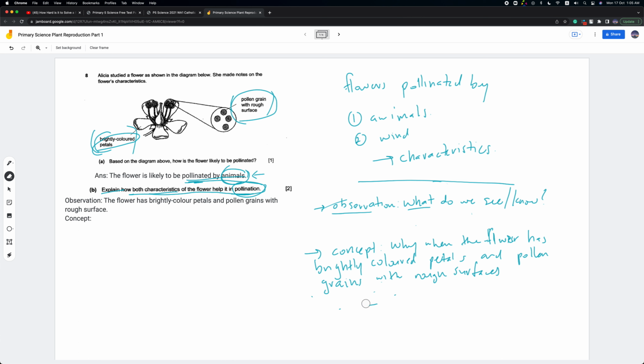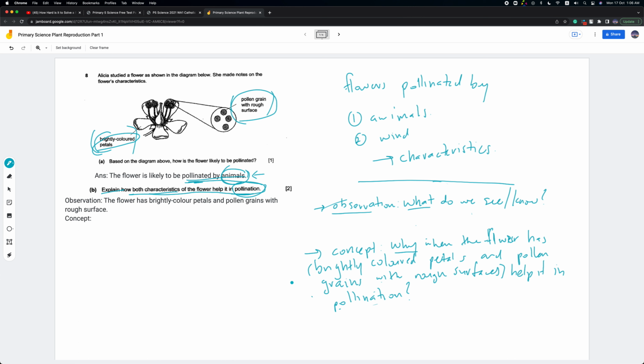Okay, so I've used the why here and I go back to my observation. So this is my why and this is just the observation. Brightly colored petals, pollen grains with rough surface, as you can see. That's what I wrote down here. And I'm going back to the question. Okay, help it in pollination. Okay, so you have to answer this why question.